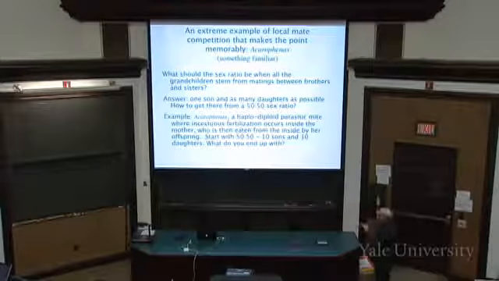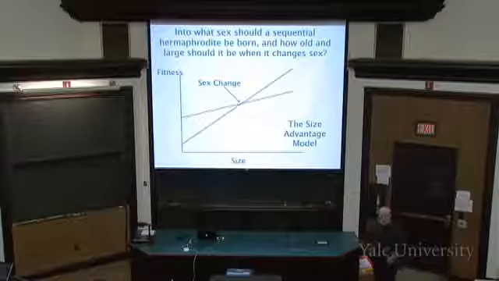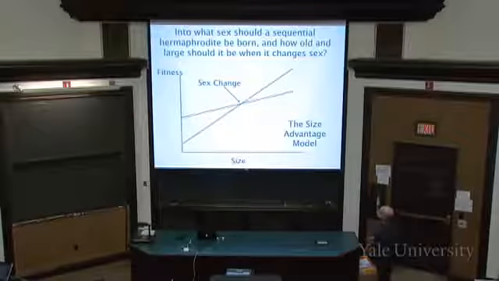Now if we go to sequential hermaphrodites, it's useful to think of it as, this could be either an age or a size advantage model. The size advantage model is probably the more intuitive way to think about it. And this model is used to answer the question, into what sex should a sequential hermaphrodite be born? So what should the baby be? And then how old and how large should it be when it changes sex?